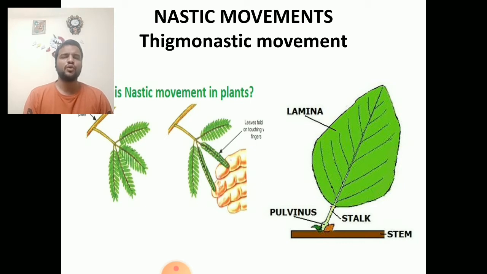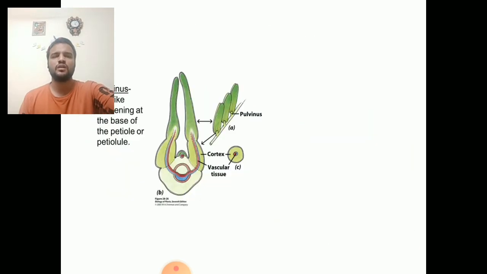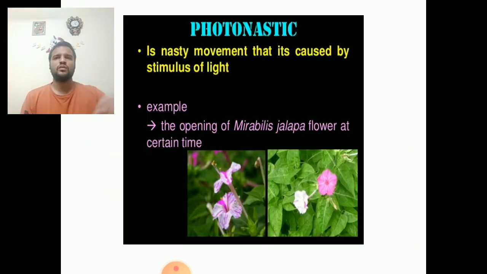Next we come to photonastic movement. What is photonastic movement? It is a response to a stimulus such as light, which leads to a growth independent, non-directional movement, and that is called photonastic movement. Here in photonastic movement, the stimulus is light. For example, the opening of the Mirabilis jalapa flower at a certain time. It is commonly called the 4 o'clock plant, and the scientific name is Mirabilis jalapa.